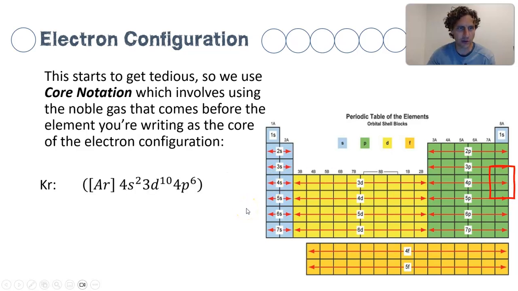Okay, so that noble gas was argon. Argon is right above krypton. And then we do 4s2, 3d10, and then 4p6. Okay, so that's core notation.